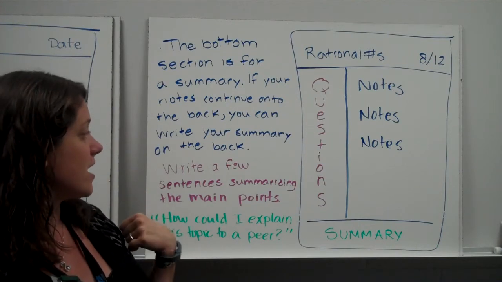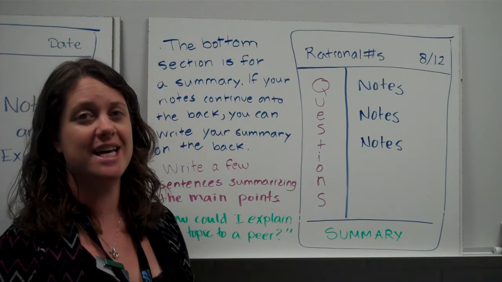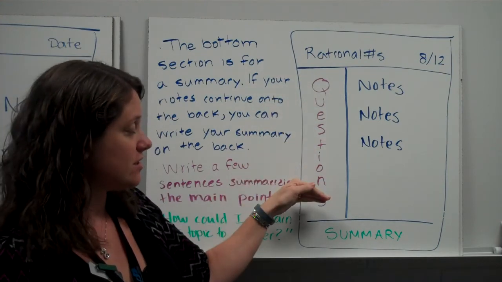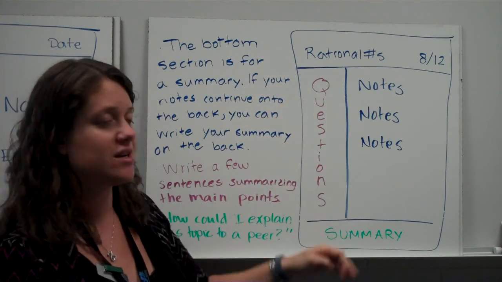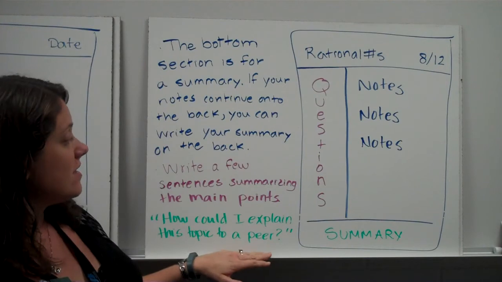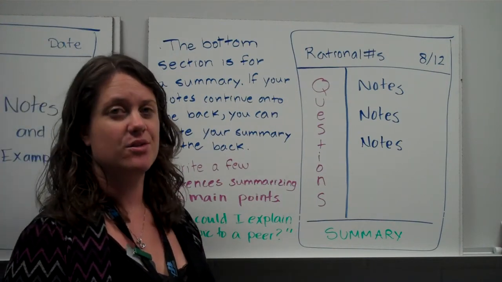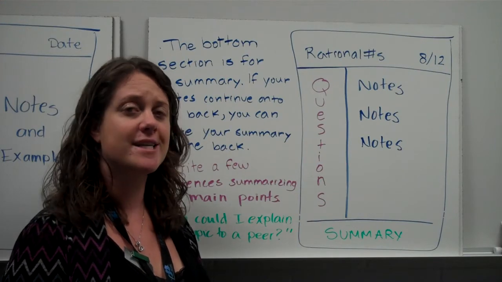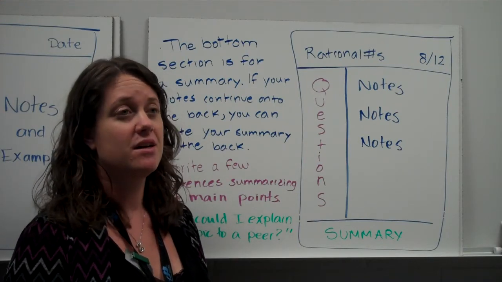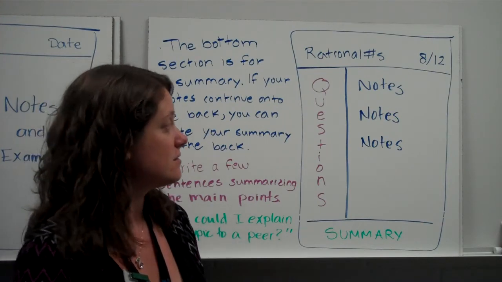Furthermore, when you do your summary, write a few sentences summarizing the main points. So just stick to the key ideas. It might help to go back and read through your questions. If you answer your questions in your summary, that'll make sure that you hit all of the key points. Furthermore, you're answering the question, how could I explain this topic to a peer? So think, if someone was absent, how would I explain this topic to them? Give a brief summary of what you would tell someone if they said, what did we learn yesterday? How would you tell them in a few sentences what they learned?